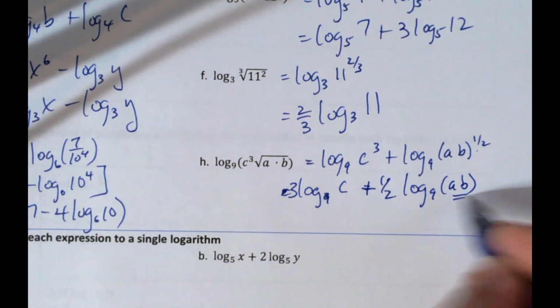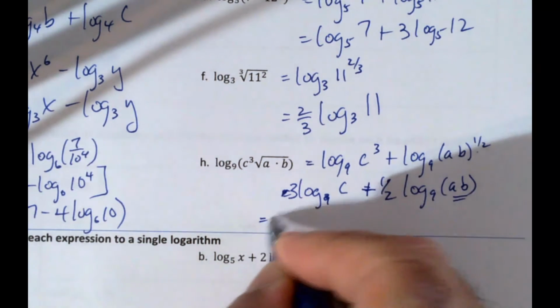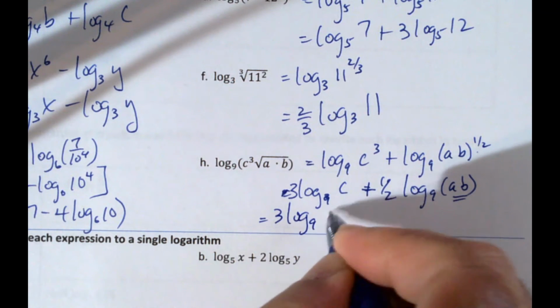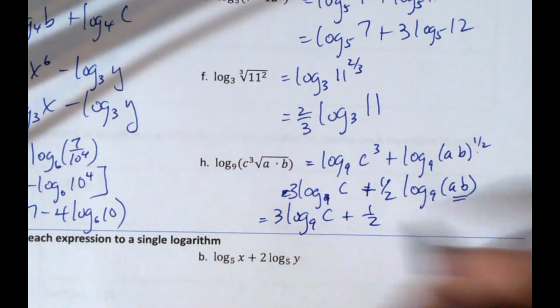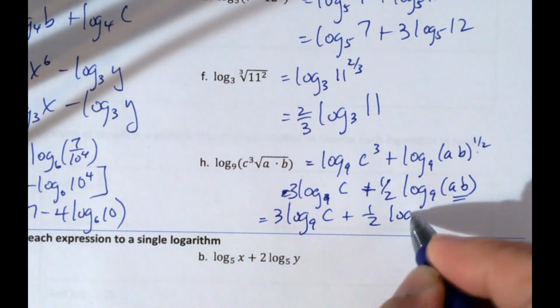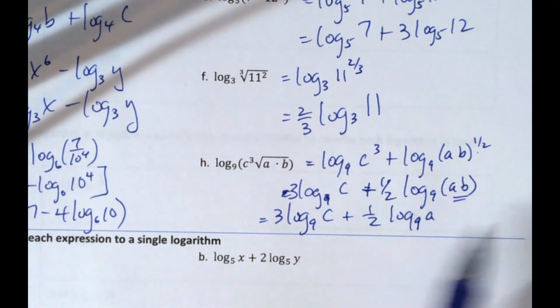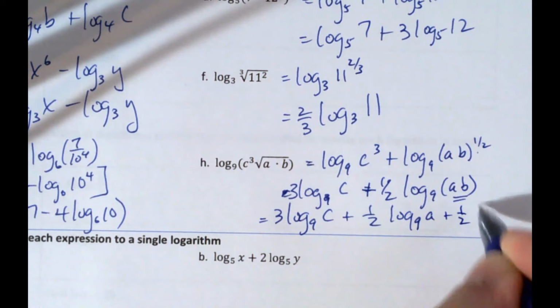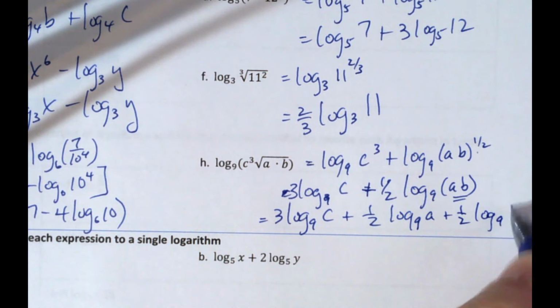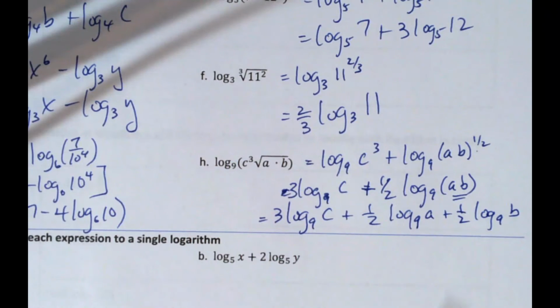Now I still have to split that up. So it's 3 log base 9 of c plus 1/2 log base 9 of a. And remember, this 1/2 has to multiply everything that comes out, so it's going to be plus 1/2 log base 9 of b. And there's my final answer.